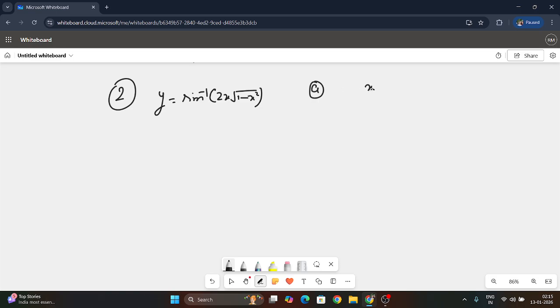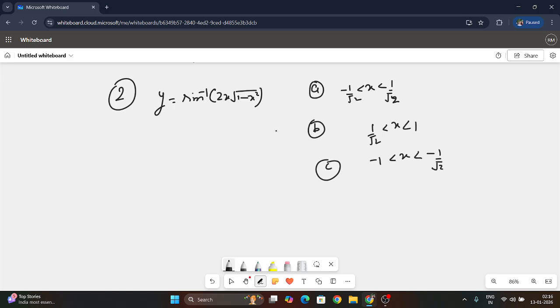When x is greater than minus 1 by root 2 and less than 1 by root 2. The next case is x greater than 1 by root 2 but less than 1. And the third is x greater than minus 1 and less than minus 1 by root 2. For these three cases we can discuss one by one.